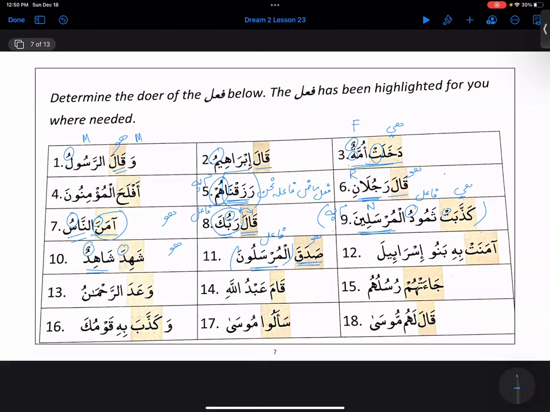Okay, number 12. Amanat bihi Banu Israel. So Amanat, what version? Here it is Hua version. And you know this Amana fail is married with this ba over here. It is always going to come with this ba, which gives the meaning of believing, when we are believing in Allah subhanahu wa ta'ala or something.